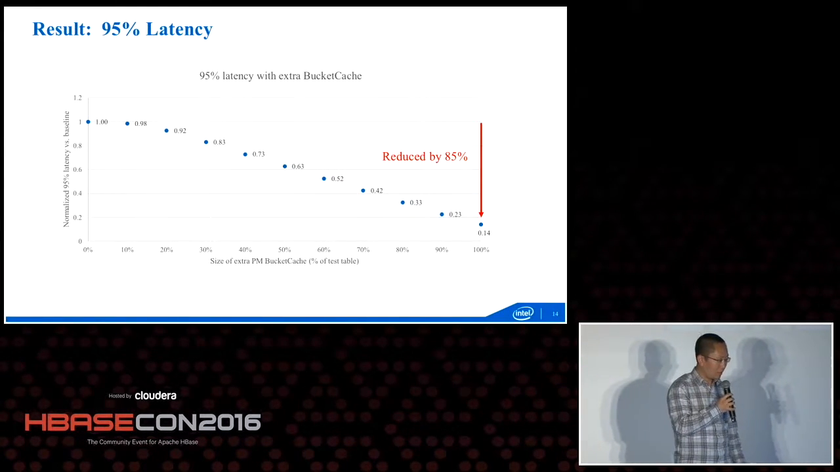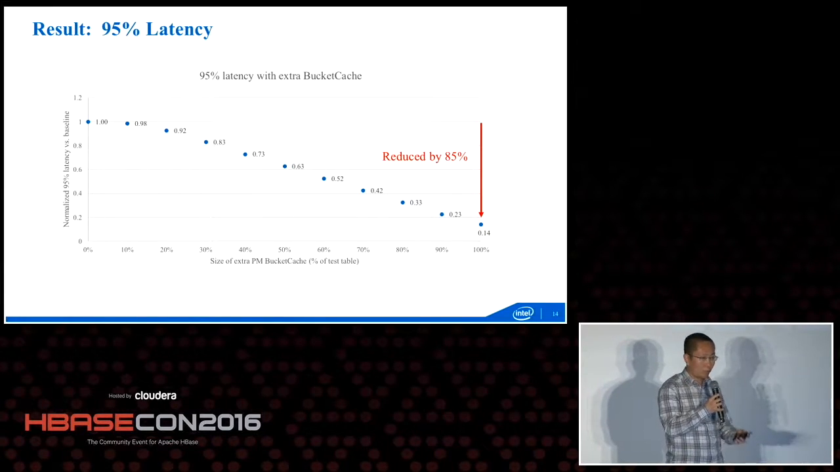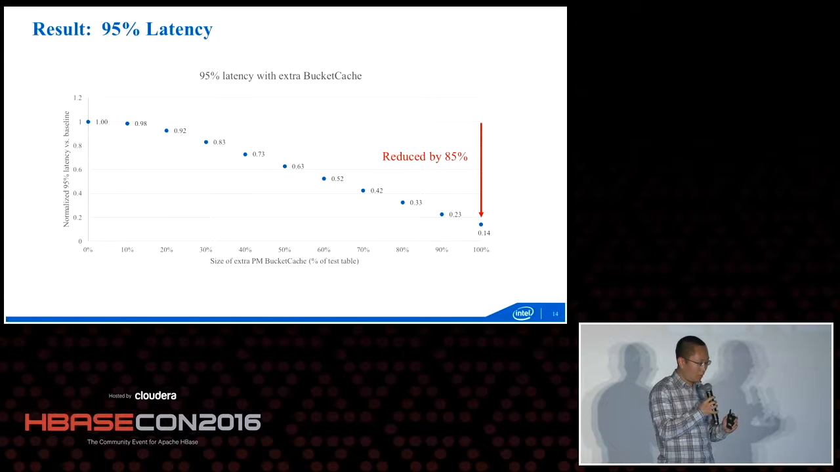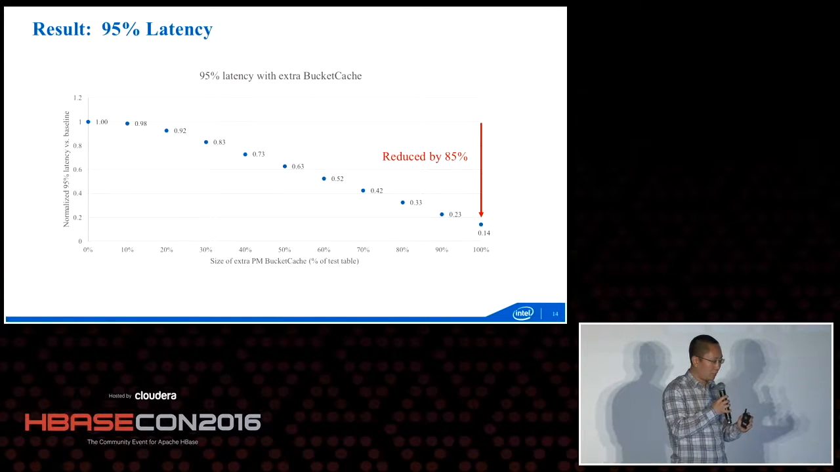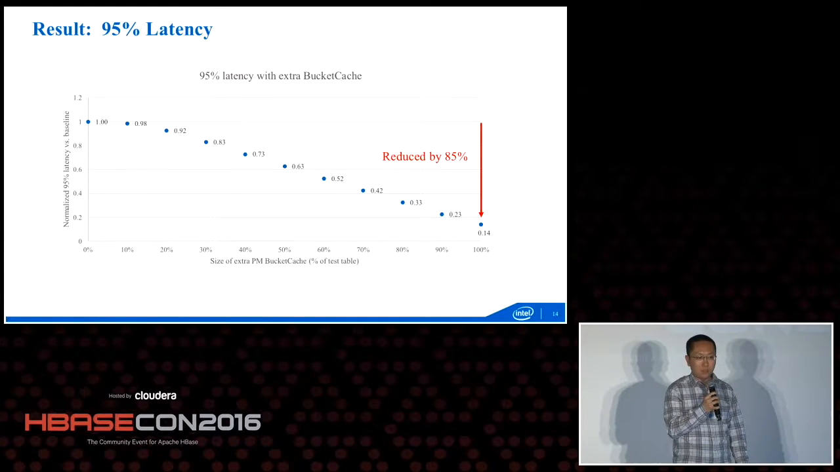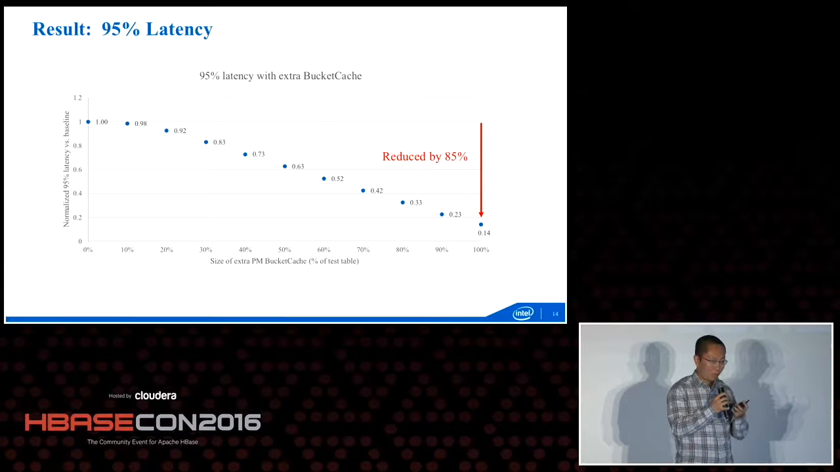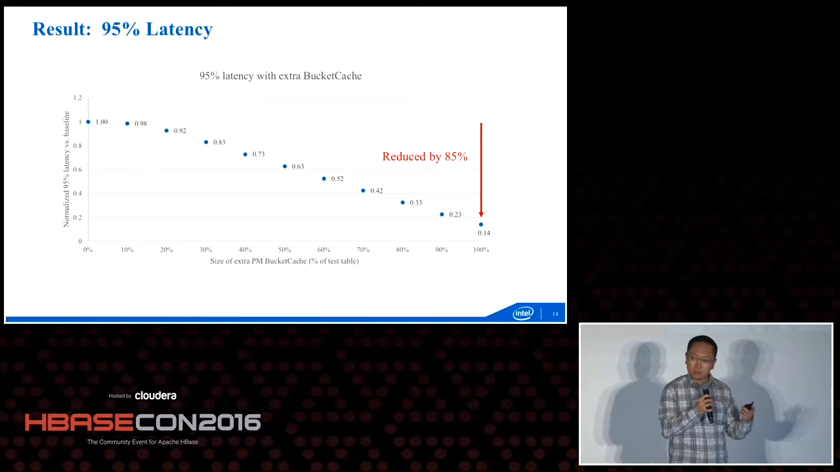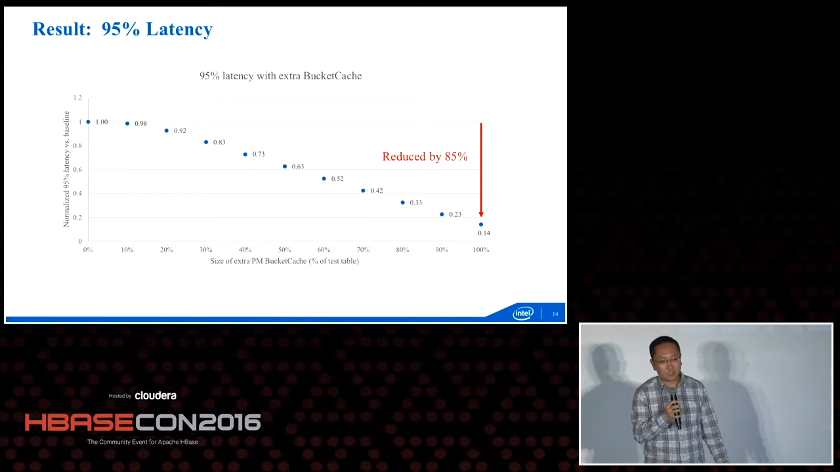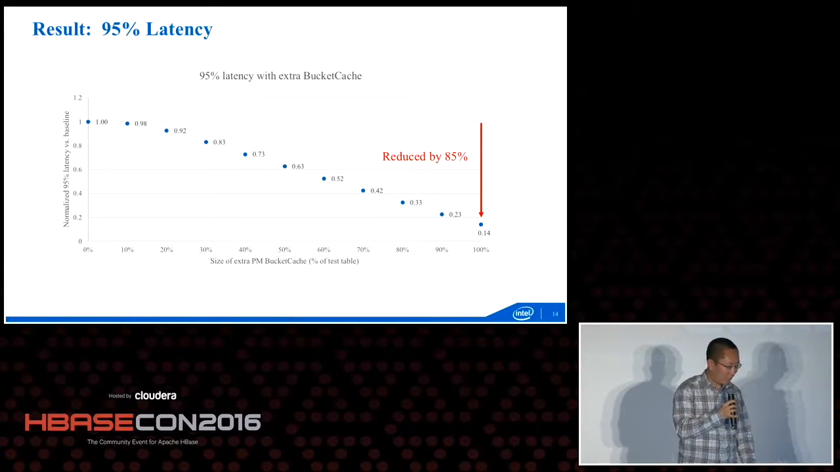Okay, so let's see the latency part. Of course, latency is reduced and follows the same trend. From no extra bucket cache to 100% bucket cache, we reduced the 95th percentile latency by about 55%. So given this, if you want better SLAs and everything, plug it in, and this just works. It's really nice.